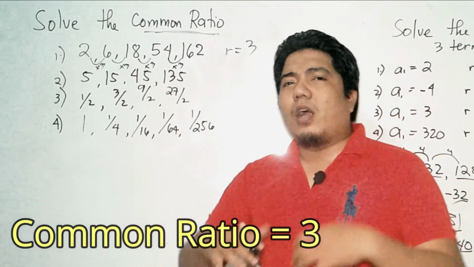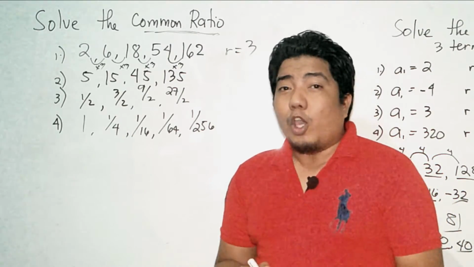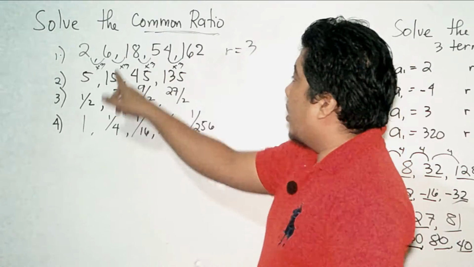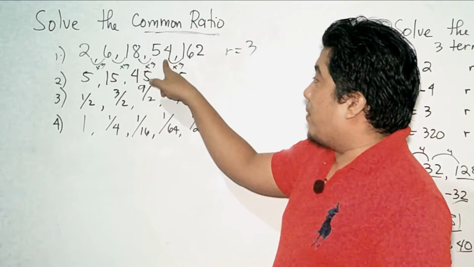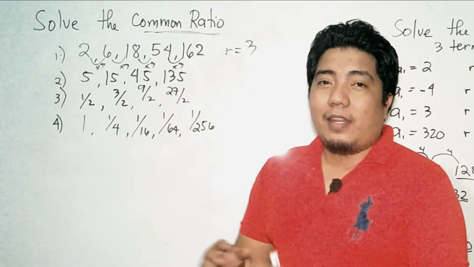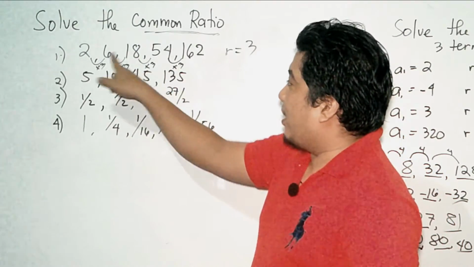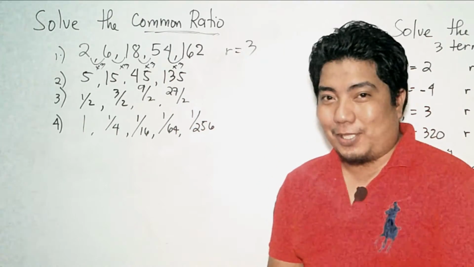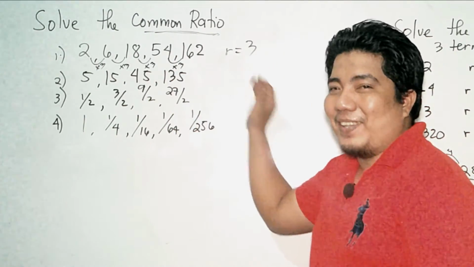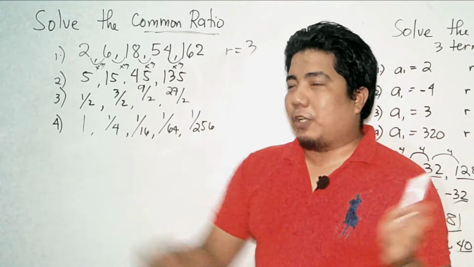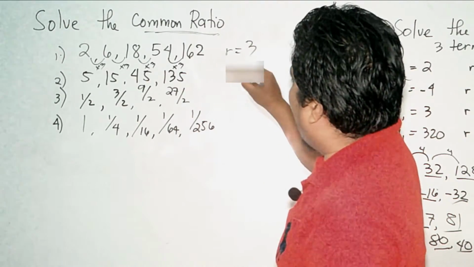Now, if you are confused on that technique, you can do it in a backward position. 162 divided by 54, answer. 54 divided by 18, answer. 18 divided by 6, answer. 6 divided by 2, answer. And that is 3. Okay. Next, let's just apply that one from the backward position so that we can have a complete answer.